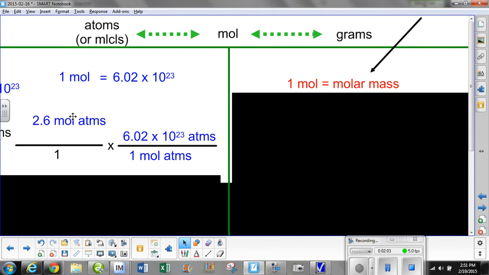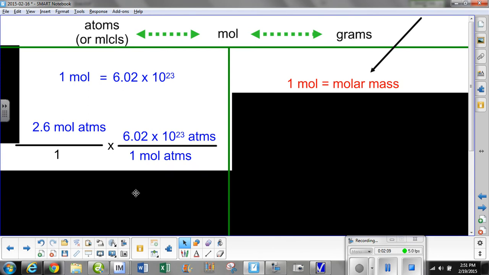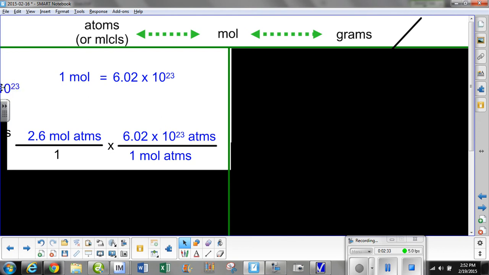So before, here's what was going on. We were given something like 2.6 moles. And let's go ahead and cover this stuff up so it doesn't get confusing. So if we were given 2.6 moles of atoms, we have to have moles of atoms in our second fraction on the bottom. And the Avogadro number is what goes on top. However, sometimes we don't have moles of atoms. The atoms, if we had them, would be a large number, like this 6.02 times 10 to the 23rd. But we might be given moles.